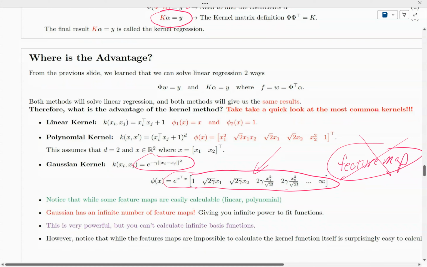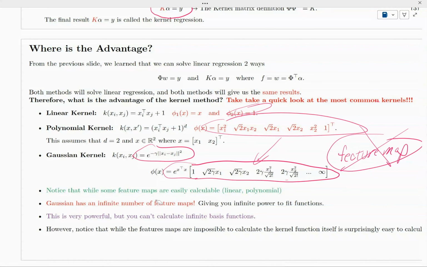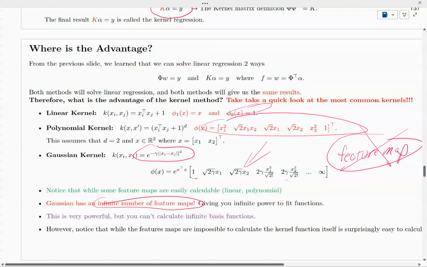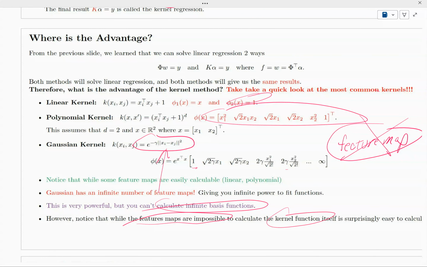Okay? All right. So the key point here is notice that while some feature maps are easily calculable, the Gaussian has infinite number of feature maps. I mean basis functions. So the feature map is infinite dimension, giving you infinite power. This is very powerful, but obviously you can't calculate infinite basis functions. And notice that while the feature maps are impossible to obtain, the kernel function is relatively easy to calculate. Okay? That is the key point here.